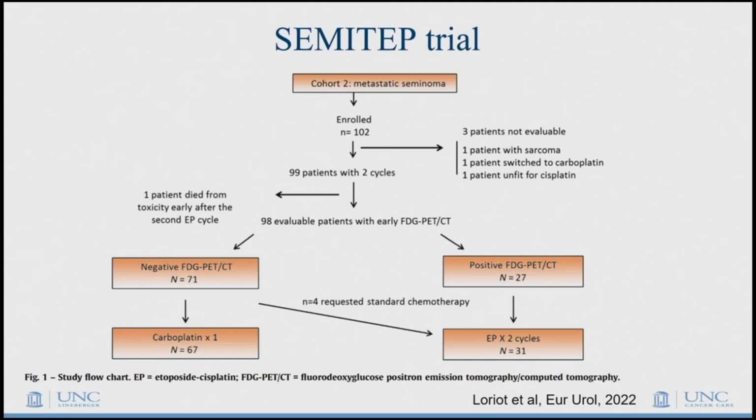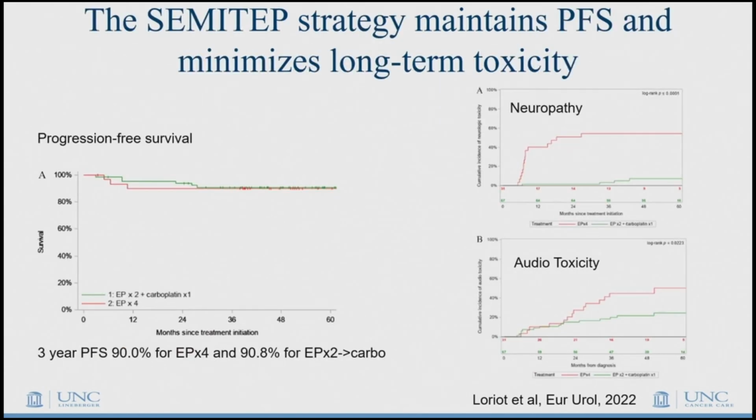Out of those 98, 71 had a negative PET and got to receive 1 cycle of carbo instead of the last 2 of EP chemotherapy. The 27 who had a positive PET got 2 more cycles of EP. And if you look at progression-free survival for the patients that got EP plus carboplatin versus EP, they're basically identical with really good numbers of 3-year PFS of 90% for both. And you can see the neuropathy and the hearing loss or tinnitus was much reduced in the patients that got carboplatin. So there's an emerging role for PET potentially to de-escalate therapy.